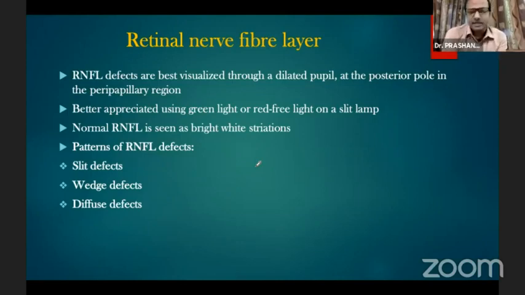So nerve fiber layer defects are best visualized through a dilated pupil, and they appear as white striations beyond the margin of the disc. Mostly they are visible in the superior and inferior areas because the nerve fiber layer is thicker at those areas. It is best appreciated by green light or red free filter. The pattern of nerve fiber loss can be slit, wedge, or diffuse.